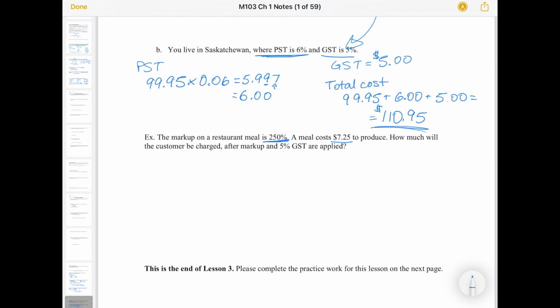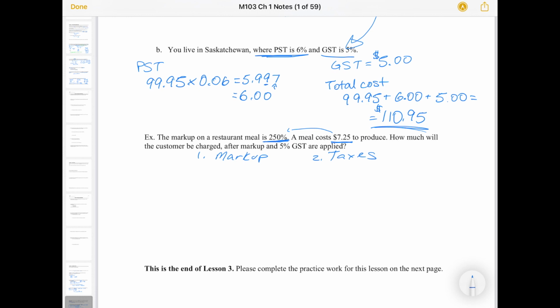Okay, so we've got two things to deal with. We have a markup and we have taxes. So we need to do the markup first and then taxes second. If you think about it, the markup is going to be the price that you see on this restaurant menu. Right? And then you take that price and you add the taxes to it. You're not going to be adding taxes on just $7. You're adding taxes on that $7 plus 250% markup.